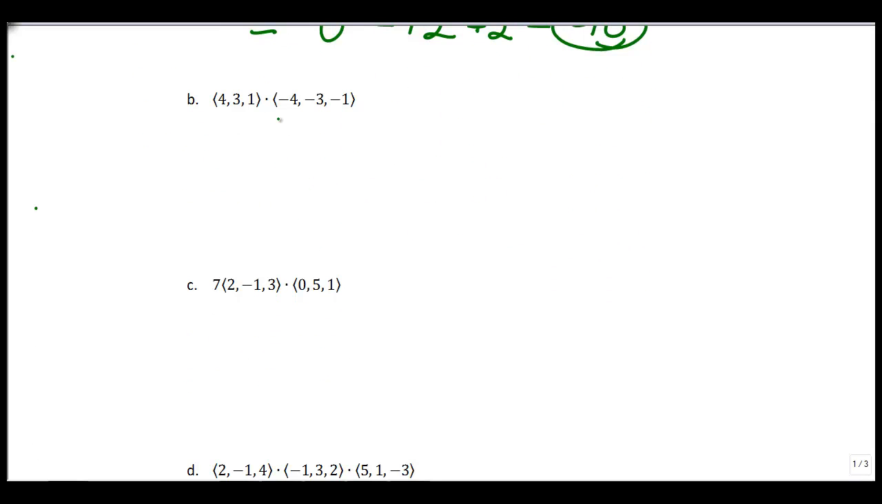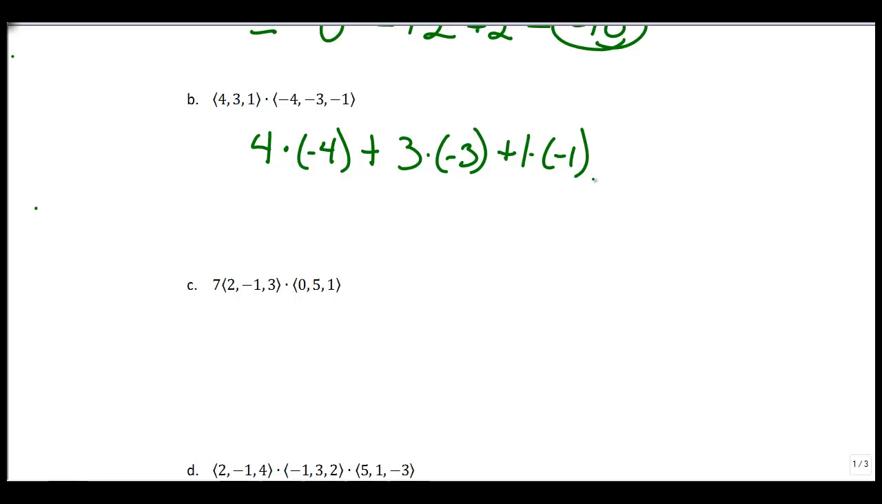Let's see, we've got 4, 3, 1, and -4, -3, 1. This is just going to be 4 times -4, plus 3, second component times second component, which is a -3, plus 1 times -1, the product of the third component of each of the vectors. And what we get here, let's see, this is -16 minus 9 minus 1. -9 minus 1 is -10. The -16, that should give us an answer of -26.